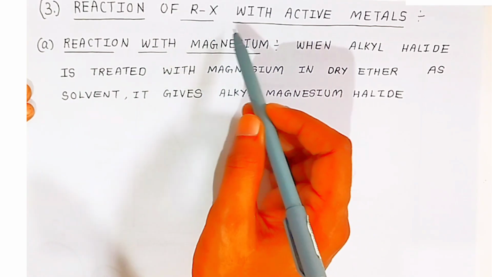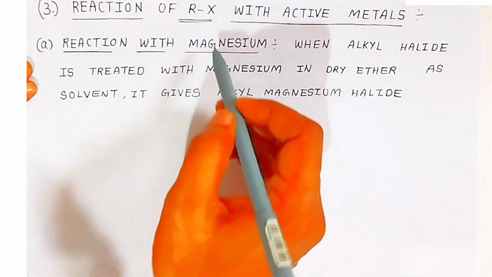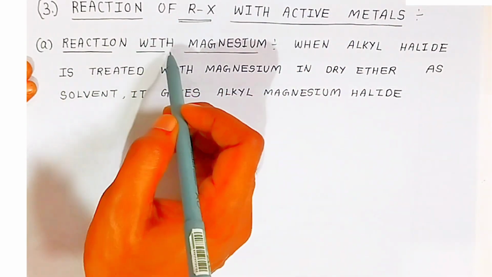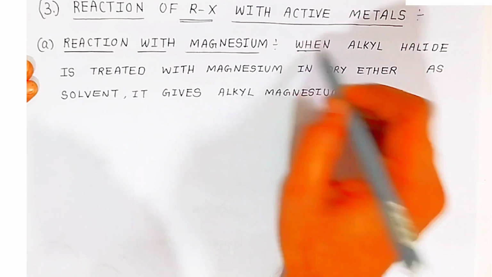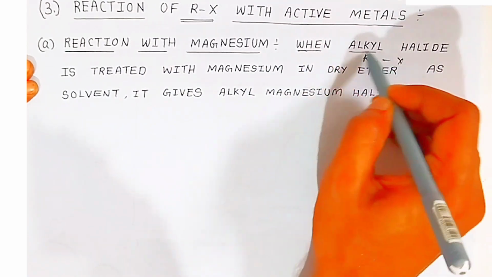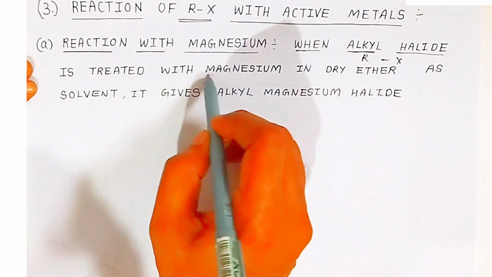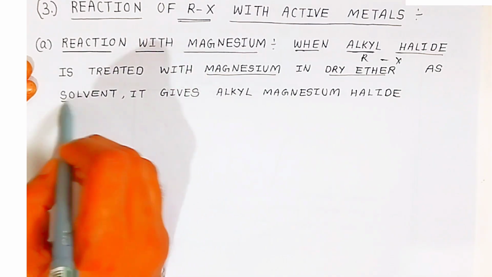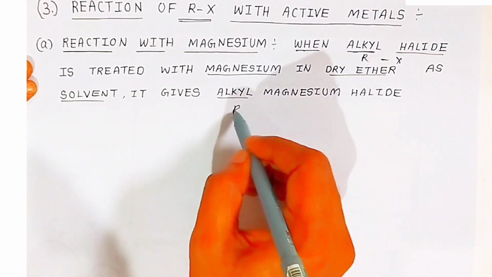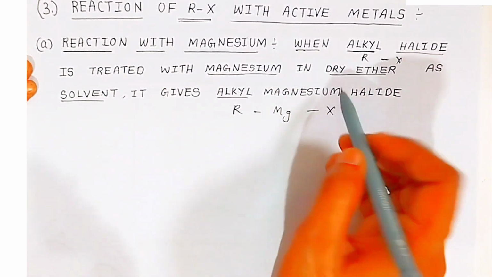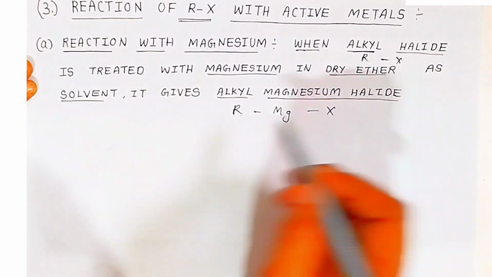The reaction of alkyl halide with active metals. Now here, students, of the active metals we have taken magnesium. Reaction with magnesium: when alkyl halide RX is treated with magnesium in dry ether as a solvent, it gives alkyl magnesium halide. So RMgX, you can say, is nothing but Grignard reagent.